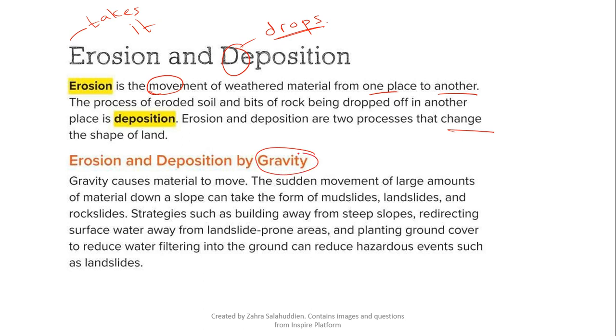Let's look at gravity and how erosion and deposition can move with gravity. So gravity causes things to fall down, usually down the slope of a mountain. If there's a lot of earthquakes or rain, it can cause a landslide where these broken pieces of rock start to slide down the hill. And as they do this, they can change the shape of the land.